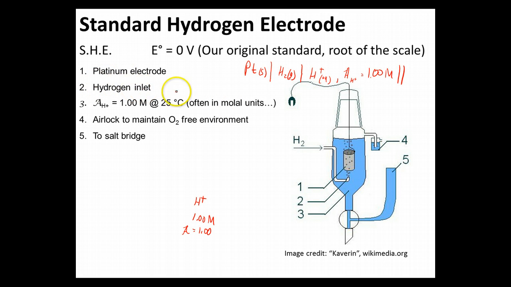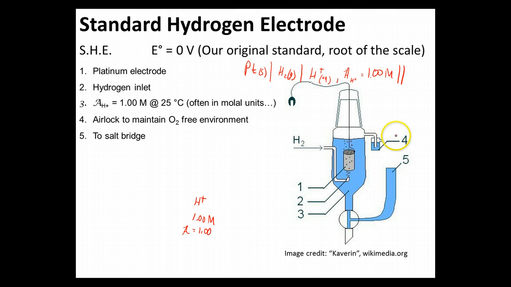Now, we obviously need a hydrogen inlet, so we're going to have a tube coming down, bubbling a nice fine mesh of bubbles into that mesh of platinum. Our activity for the H+ ion should be 1.00 molar. We want to be at 25 degrees Celsius. And often they're going to show this in molal units, just so that we don't have to be concerned about any differences in density of water and things like that.